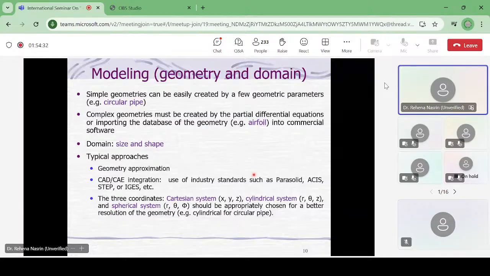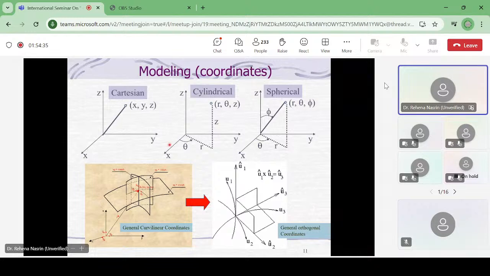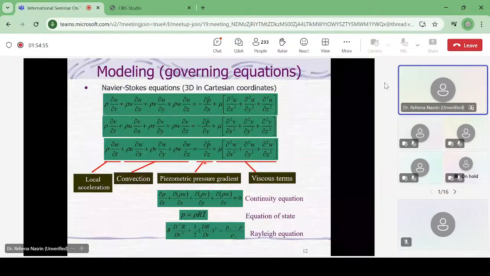computational technique process. And you can see this is the Cartesian coordinate system, cylindrical coordinate system, also spherical coordinate system, and general curvilinear coordinate system. It transfers to the general orthogonal coordinate system. So we have these five types of systems. So you can use two-dimensional or three-dimensional analysis.